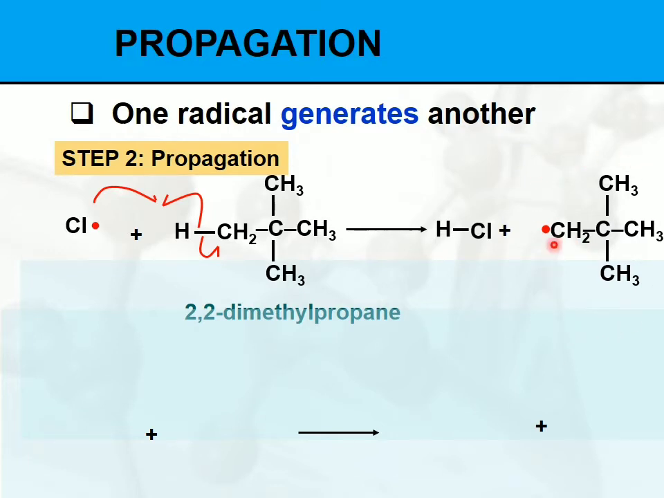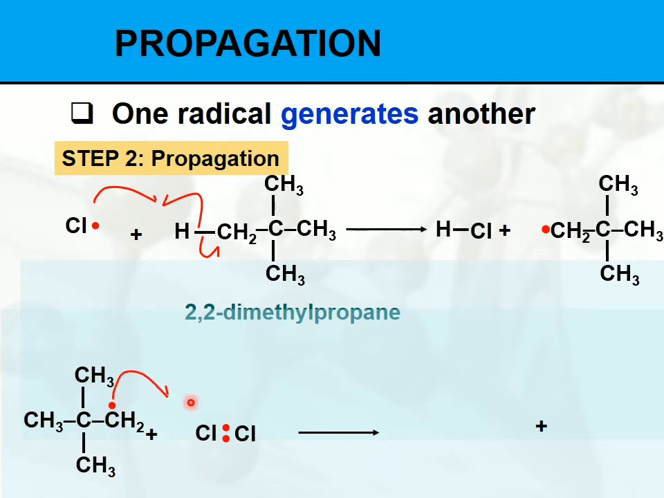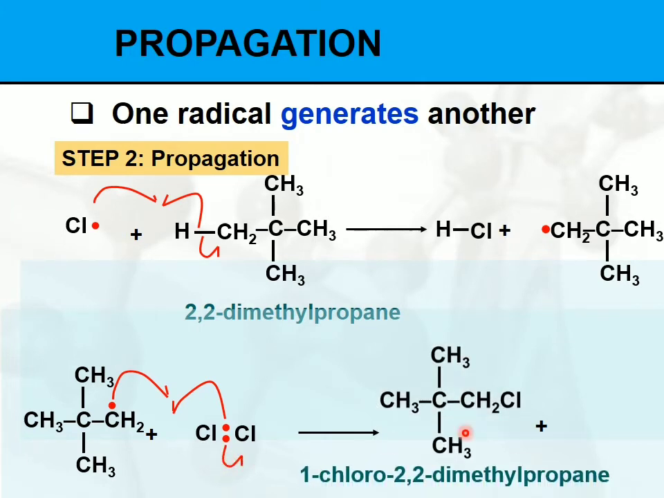The carbon free radical can also react with chlorine gas. One electron from the carbon combines with one electron from the single bond of the chlorine molecule, and the other electron is given back to the chlorine. So we form 1-chloro-2,2-dimethyl propane and a chlorine free radical. The 1-chloro-2,2-dimethyl propane is the product, which is our alkyl halide. So in propagation, we have two equations in which free radicals are formed.